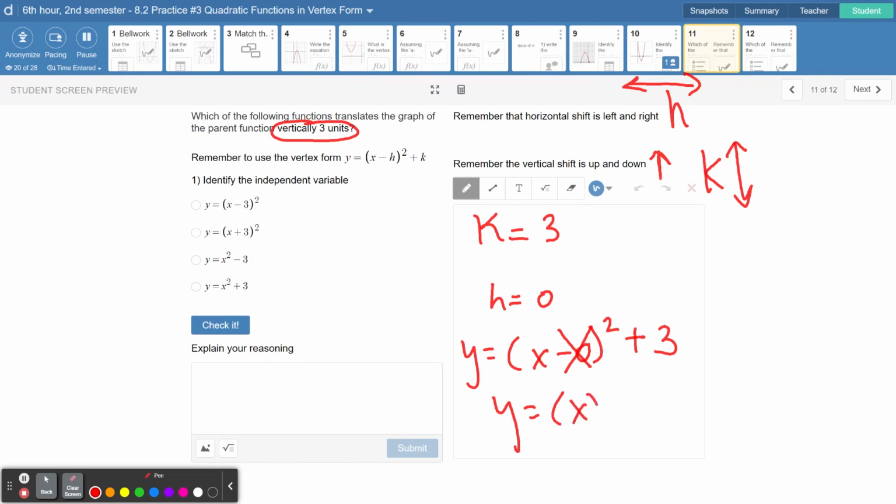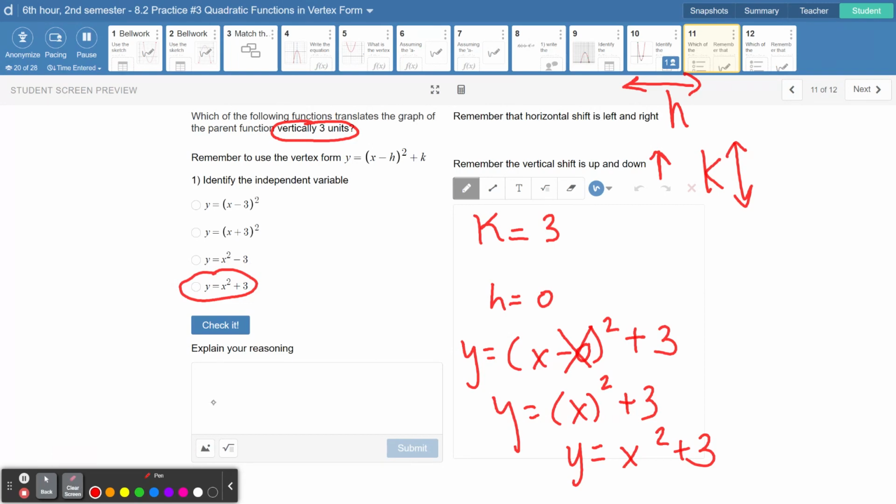So then we have parentheses, x, and then squared plus 3. But that even looks weird. We don't need the grouping symbols. We don't need the parentheses if there's nothing but one term in there. So all you need to do is y equals x squared plus 3. So that's going to be the case when we're talking about the vertical. It's the number outside of the parentheses, or the number that's on the end.